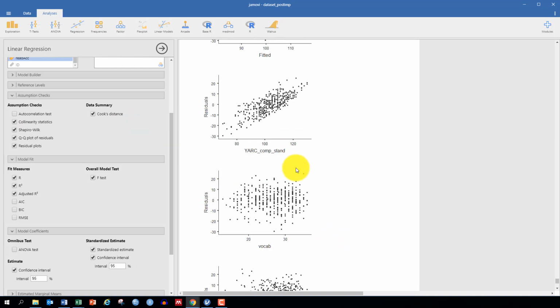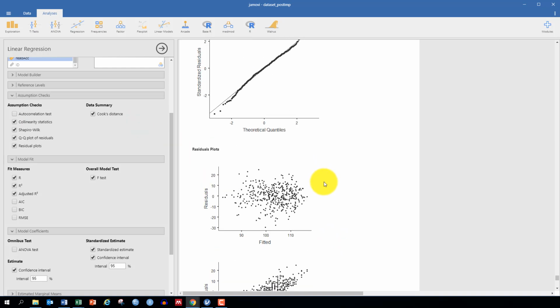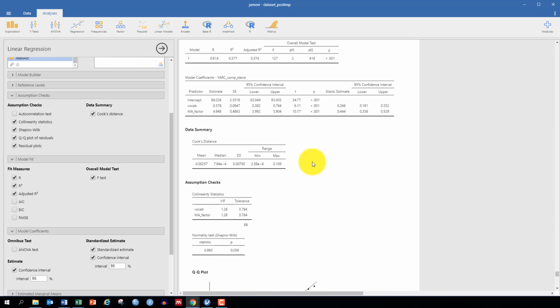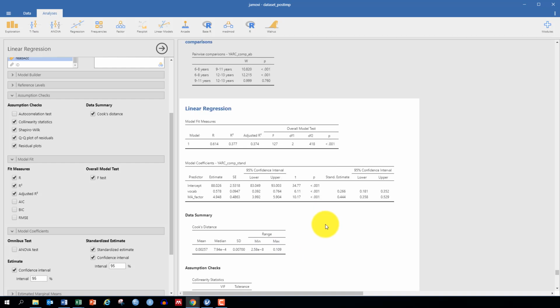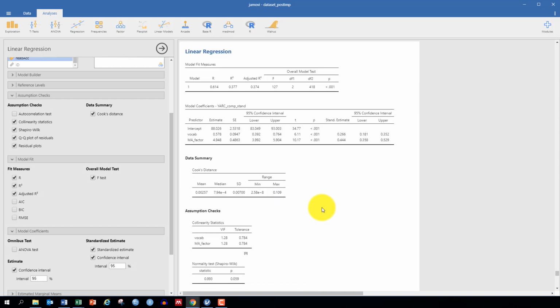Finally, we look for influencer data points by looking at Cook's distance, which is all the way up here. We want Cook's distance to be less than 1. We can see here that our maximum value is only 0.1, and so there are no influencer data points. Thus, we can say that our linear regression has met the assumptions, and so we can go on to interpret the model.